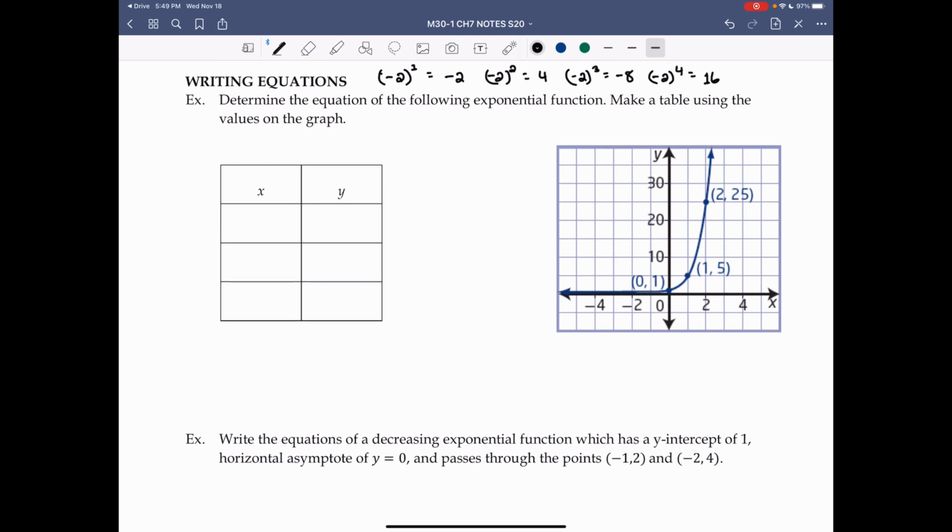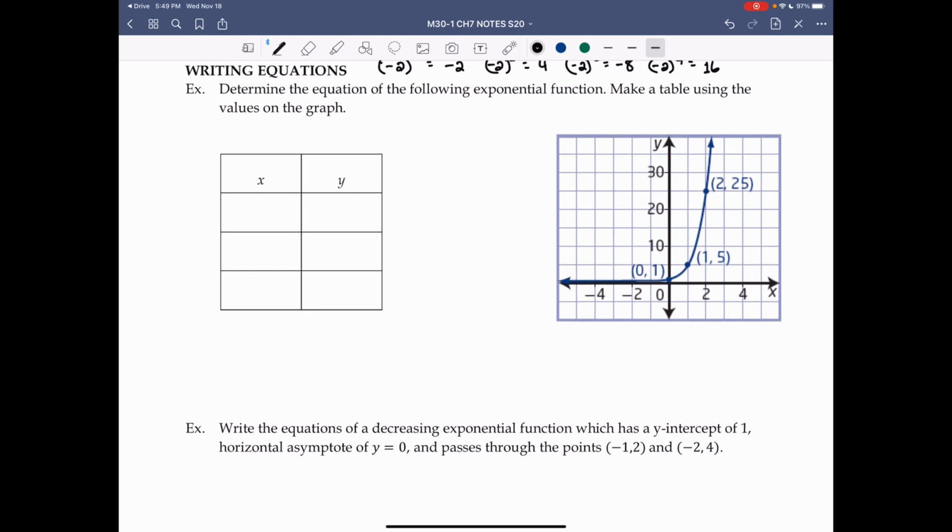Writing equations. Determine the equation of the following exponential function. Make a table using the values on the graph. So our graph, we have the point (0, 1), we have the point (1, 5), and we have the point (2, 25). Our function would be y equals c to the power of x, and to determine the equation of the function, we just need to determine the c value. The point (0, 1) tells us that 1 equals c to the power of 0. (1, 5) tells us that 5 equals c to the power of 1. And then (2, 25) tells us that 25 equals c to the power of 2. So you can probably guess that our c value needs to be 5, since 5 equals c to the power of 1.